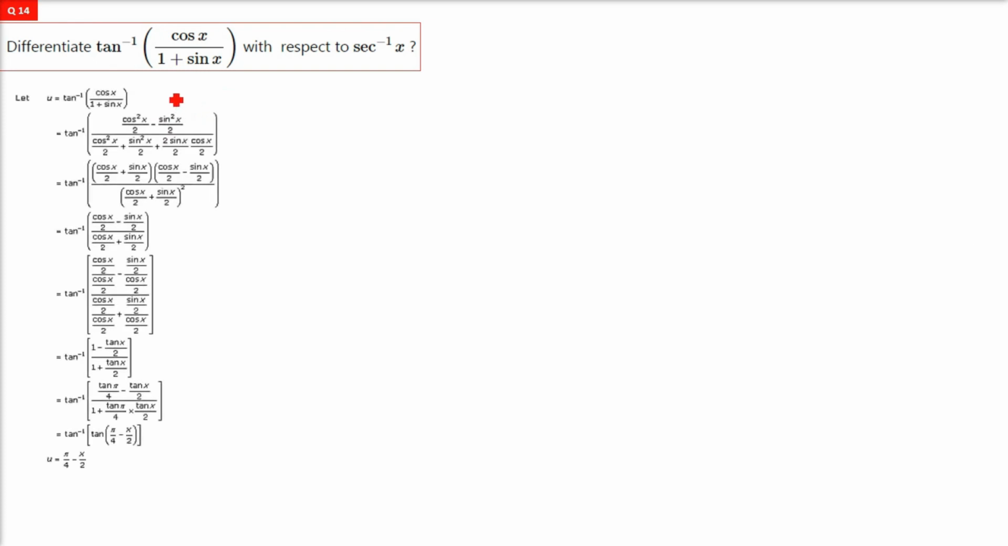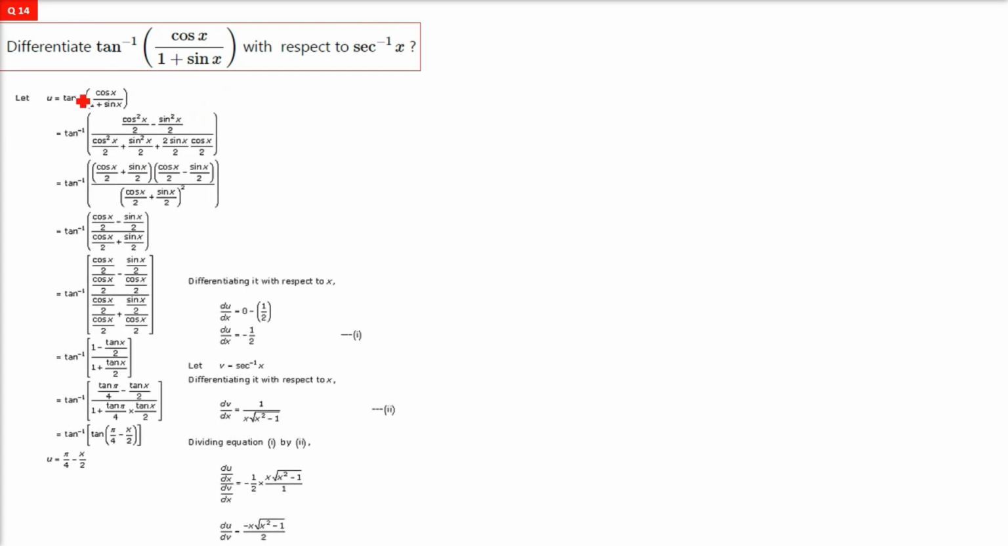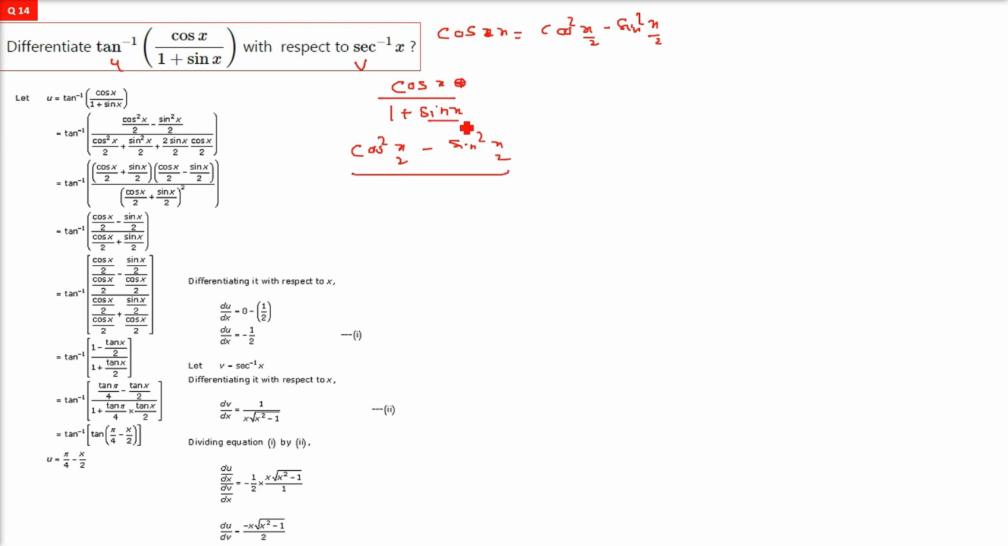Now in this question, there is a lot of trigonometry involved. Rather than solving it through the process of differentiation, first we have to simplify it so that we can solve it. So this is u, this is v, and this is cos x divided by 1 plus sin x. So how are we going to write it first of all? We know that cos 2x is cos square x minus sin square x. This formula you already know from trigonometry. When it is cos x, it will be cos square x by 2 minus sin square x by 2.